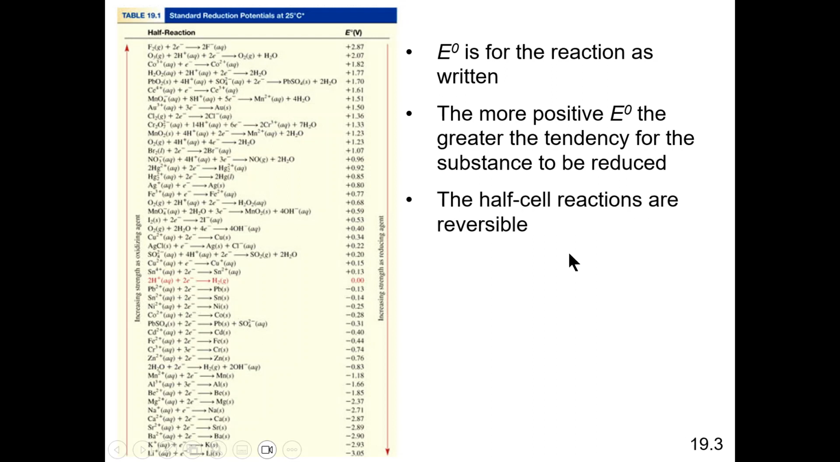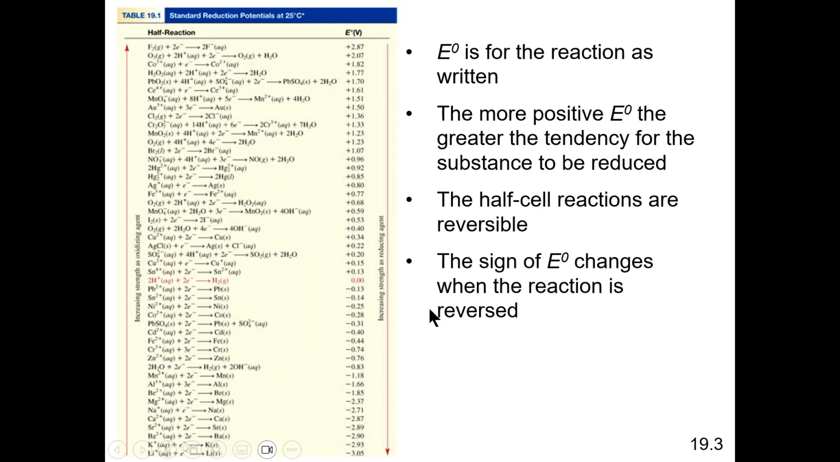Another thing you need to recognize is that half cell reactions are reversible. When that's the case, the sign will change. So if I were to write down the reverse reaction here for the first one, the sign here would change from positive to negative as a result.